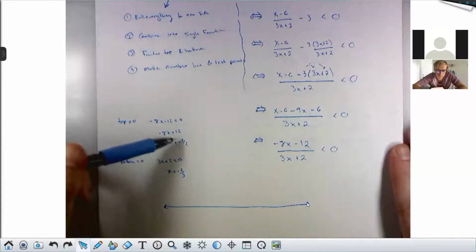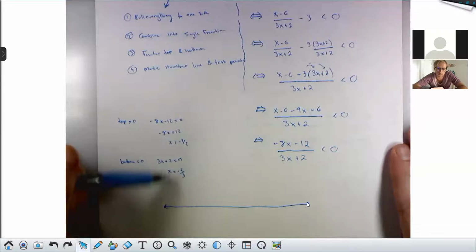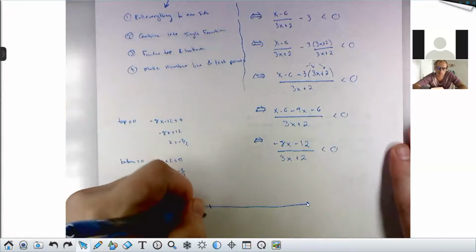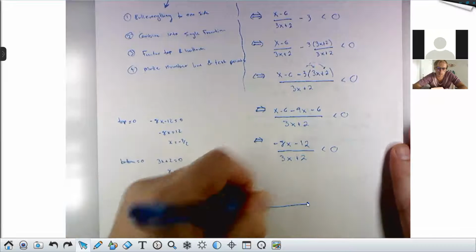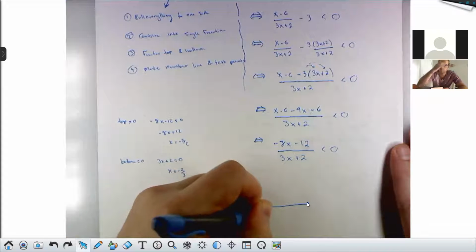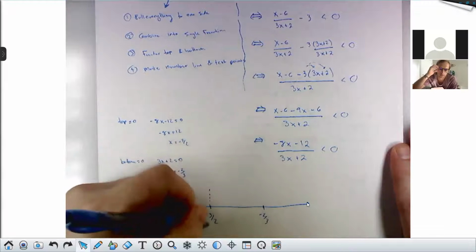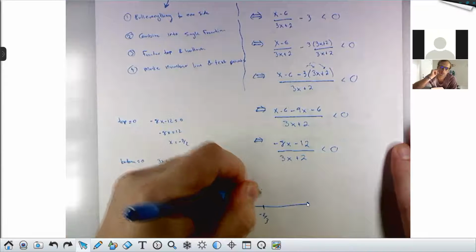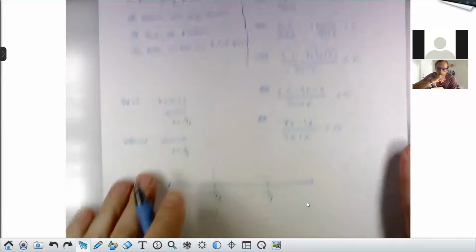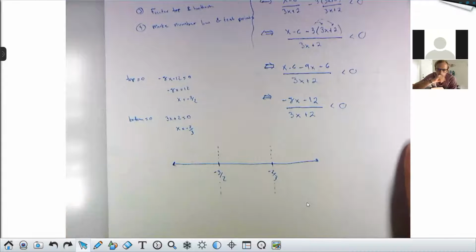Negative 3/2 is like negative 1.5, and negative 2/3 is like negative 0.6 repeating. So negative 3/2 is to the left of negative 2/3. To the right. But now we're in that same sort of situation where I've got a number line and I'll just test a point from each region. And then at the end, we'll try to figure out whether we can include either endpoint in our solution.